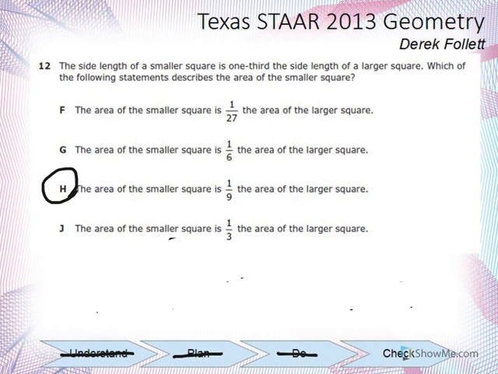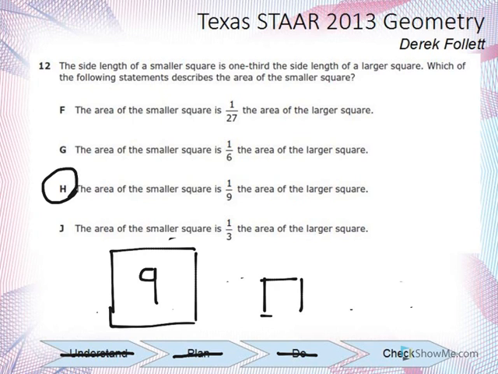So what if my square had an area of 9? Okay. Then I would expect my little square to have an area of 1, right? Well, if the area of the big square is 9, what would the sides have to be? 3 times 3 is 9.